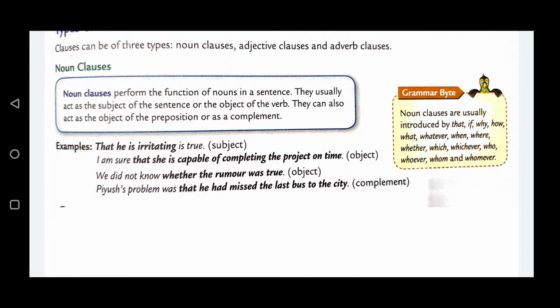We did not know whether the rumor was true. What did we not know? I am again asking what we did not know. Whether the rumor was true. Again we are getting an answer for what? And this is also used as an object.